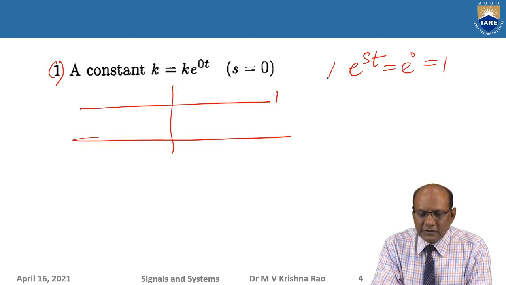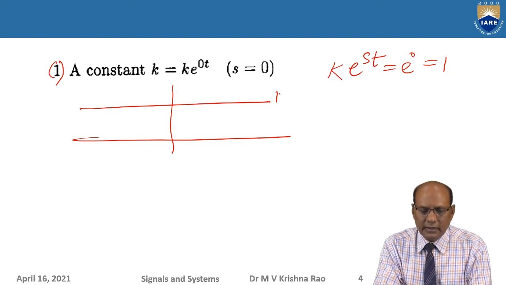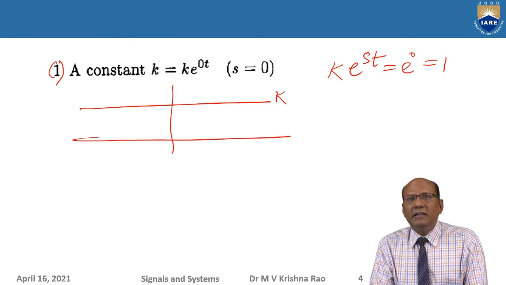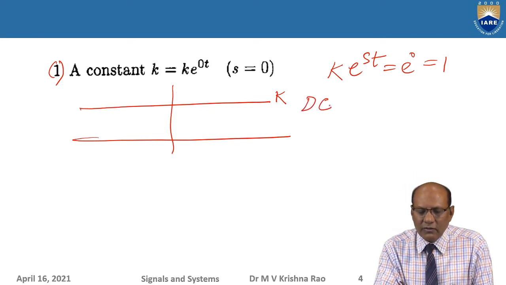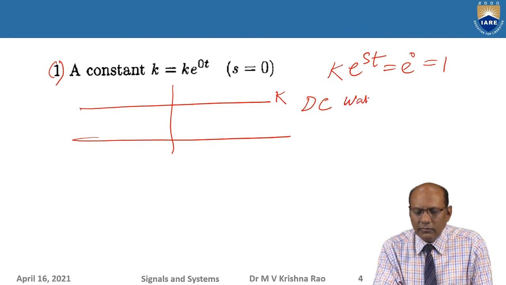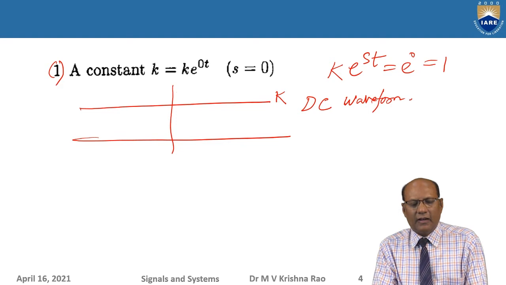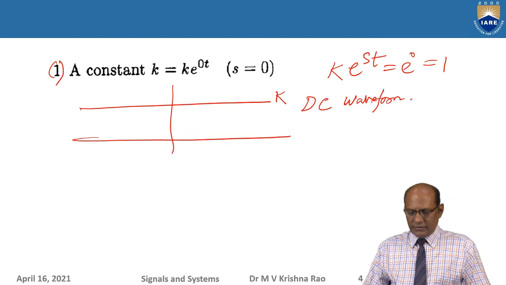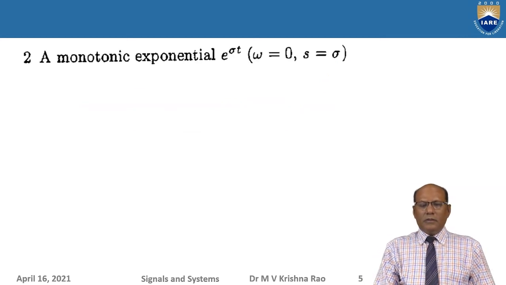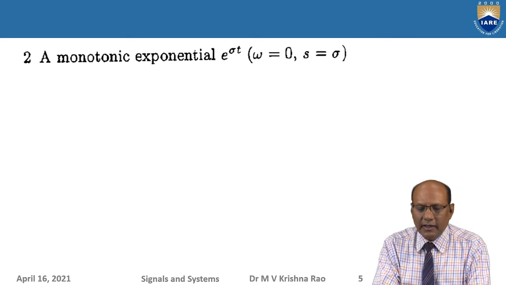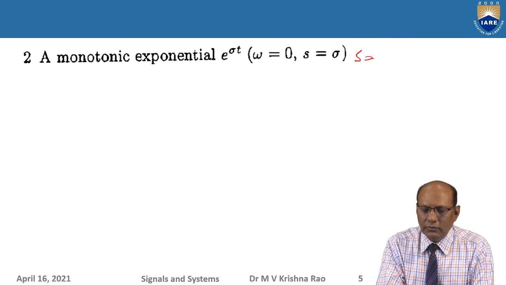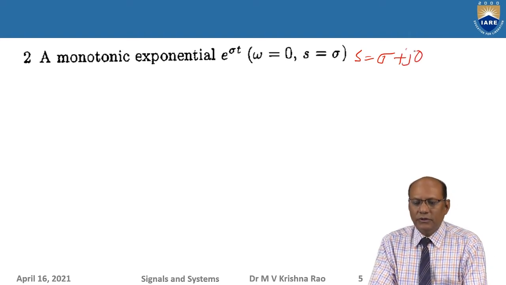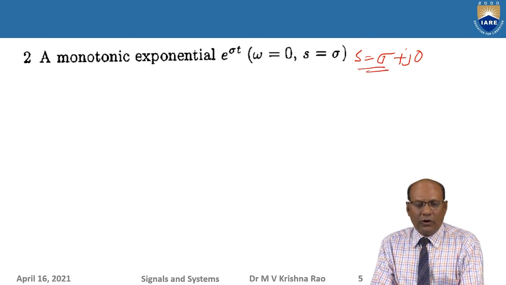If I multiply this by some constant k, then the amplitude of this will become k. So it is basically a DC waveform. This is a constant waveform, DC waveform or DC signal. Basically, when s equal to 0, it is a DC waveform. Next, omega equal to 0. Here, s equal to sigma plus j0. So s equal to sigma. That's all.